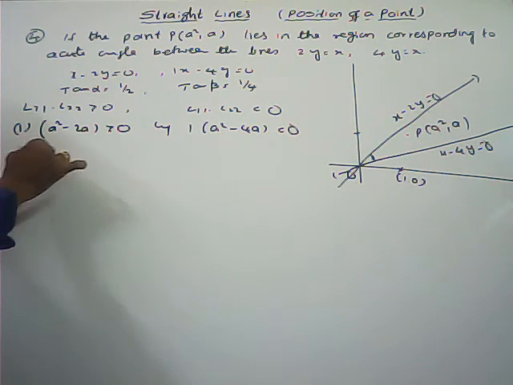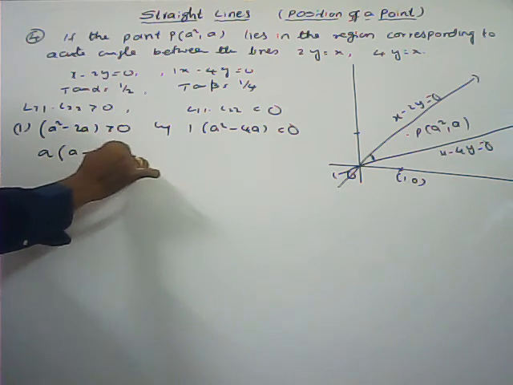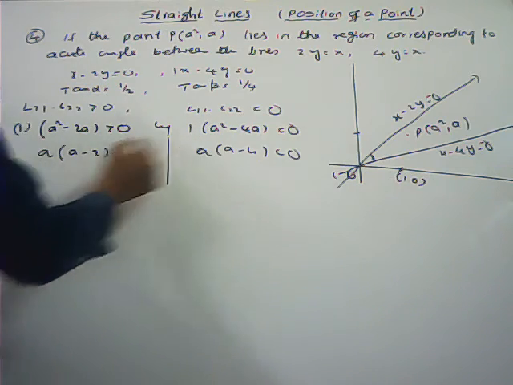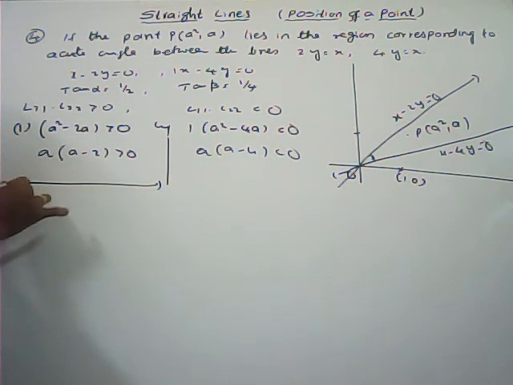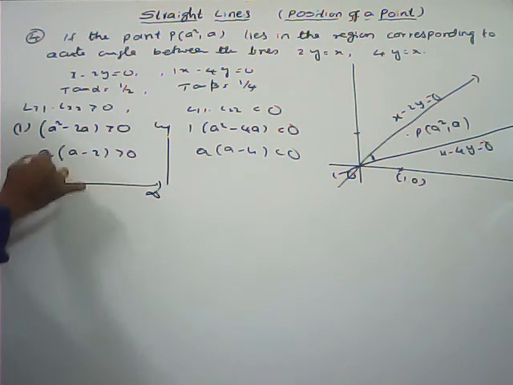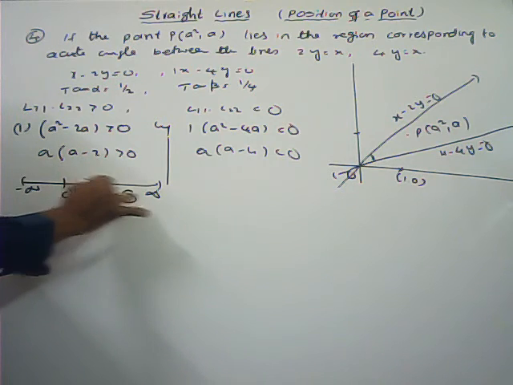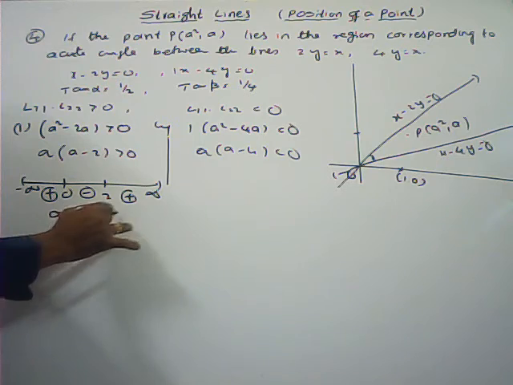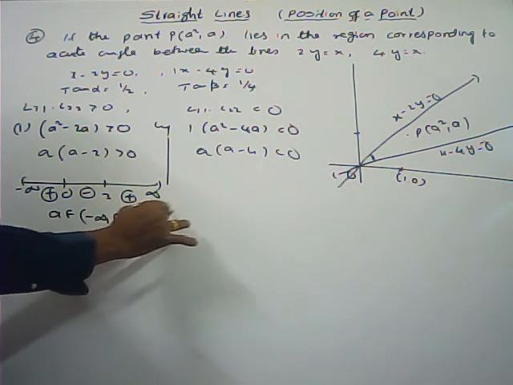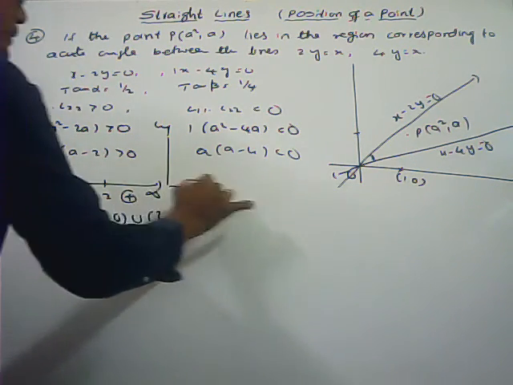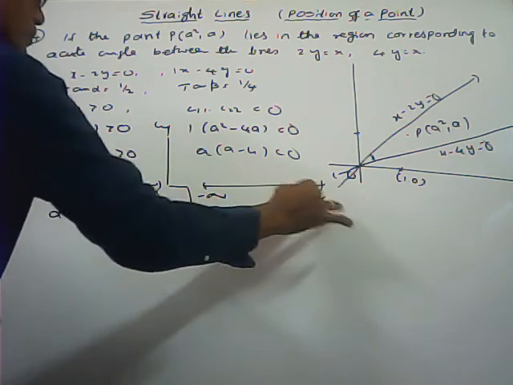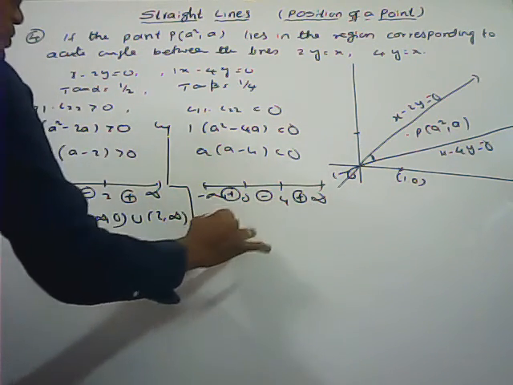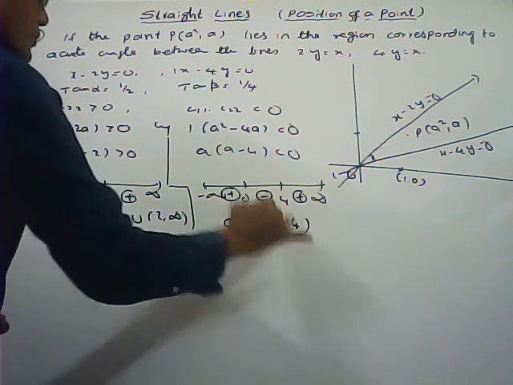Here I am taking a as common: a into (a minus 2) greater than 0, and a into (a minus 4) less than 0. Take the number line, minus infinity to plus infinity, with a equal to 0 and a equal to 2, signs plus, minus, plus. The plus region is more than 0. So here a belongs to minus infinity to 0 union 2 to infinity. Next one, if I take the number line with 0 and 4, signs plus, minus, plus, so here a belongs to 0 to 4.